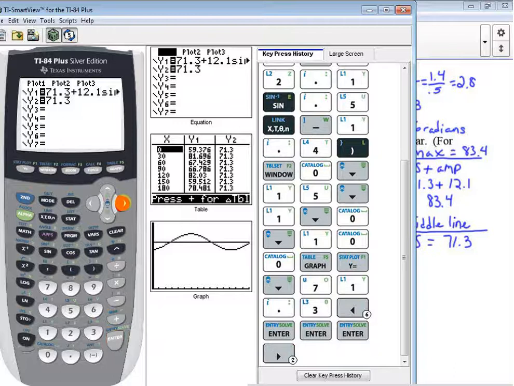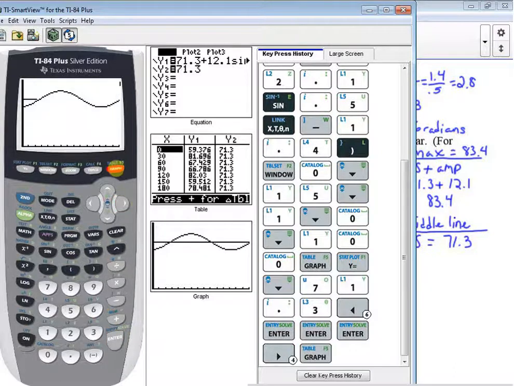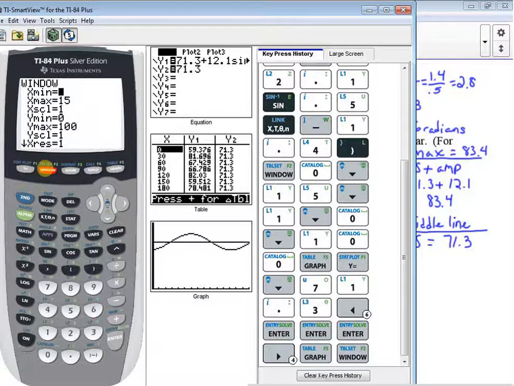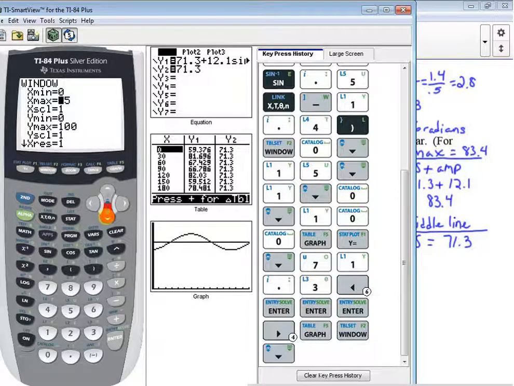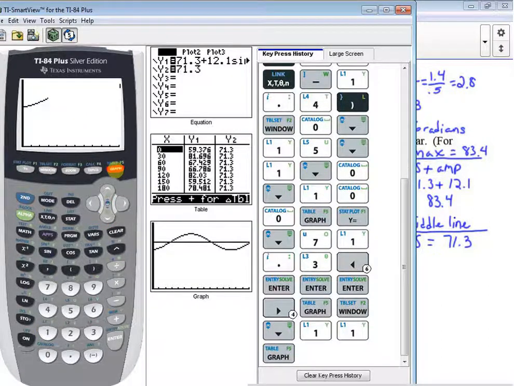There we go. Okay, then hit graph. Okay, so I'm only required to graph to 11, so maybe it would be easier to make this 11, that x max.